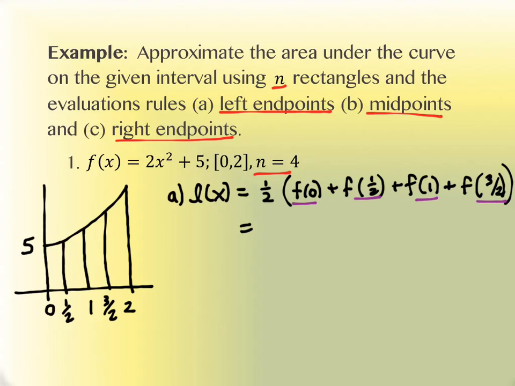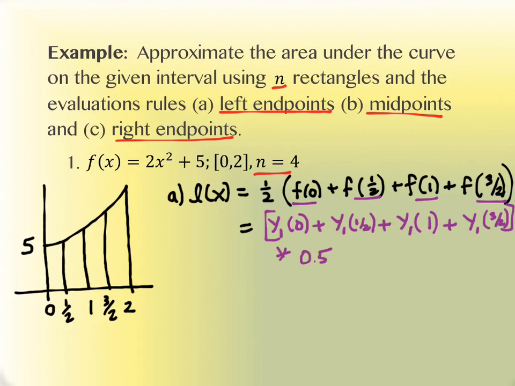In the regular screen on your calculator, you can tell it to do y1 of 0 plus y1 of 1/2 or 0.5 plus y1 of 1 plus y1 of 3/2 or 1.5. And then when it's all said and done, you can tell your calculator to multiply this by 0.5 or by 1/2.